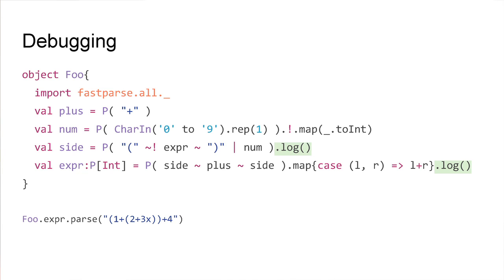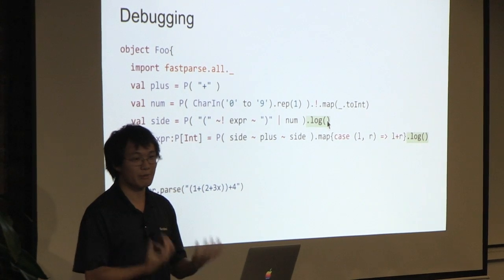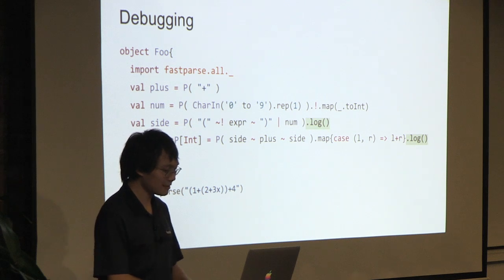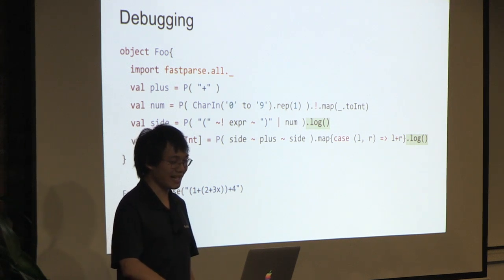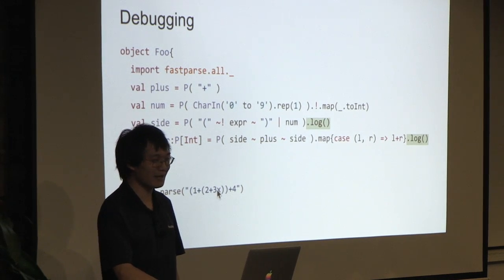So debugging: the thing you do a lot with parsers when you're working on them is you're debugging them, because once you stop debugging them, they're done and you go home. So FastParse lets you use a .log method, which says whenever this parser gets tried and whenever it finishes, success or failure, print something and let me see. So I'm going to log the side parser and I'm going to log the expression parser, because I know something's wrong with this, but I'm not sure what it's doing.